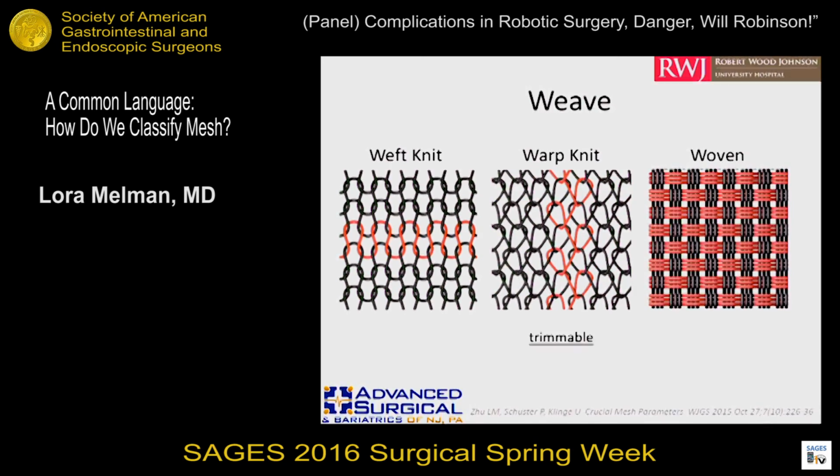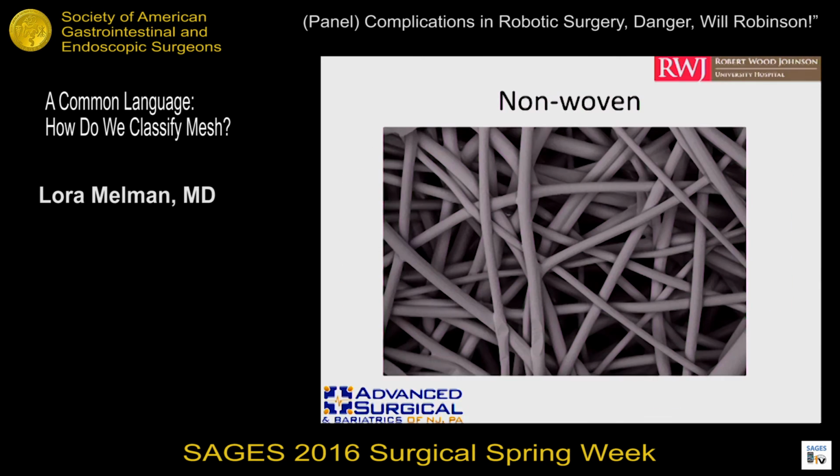The difference between these two is that the warp knit, because it's a multi-yarn system, is more amenable to being trimmed and sized as you need it, whereas the weft and the woven knits can tend to fray at the edges where they're trimmed. So, for example, if you take a pair of jeans and make cutoffs, that edge tends to fray. The non-warp knit materials tend to fray at the edges, so they're not considered as trimmable as a warp knit material. Then there's also the non-woven materials.